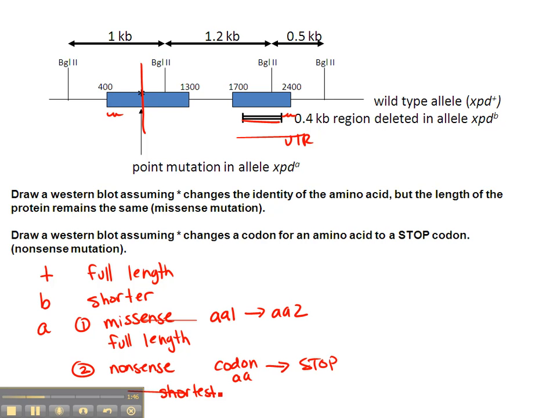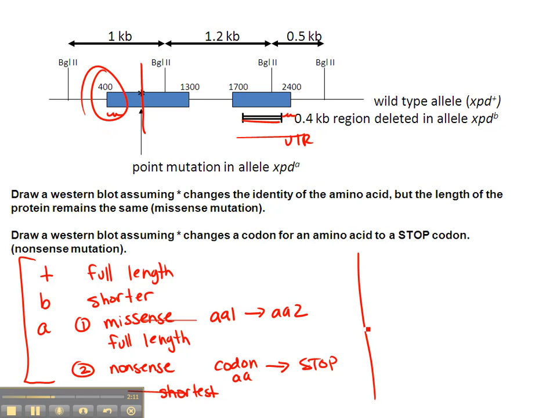So if we're going to do a Western blot, we're going to need an antibody that's going to recognize our different proteins. Antibodies usually only recognize a few amino acids out of the protein, so in order to have a chance of an antibody that would recognize all these different possibilities, the antibody would have to be recognizing those first few amino acids that come before the point of that potential nonsense codon.